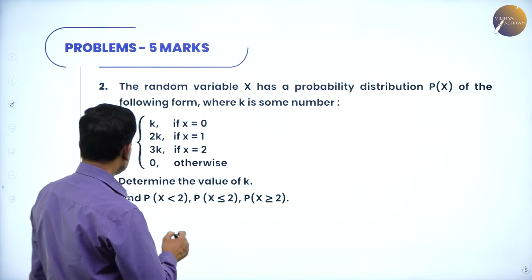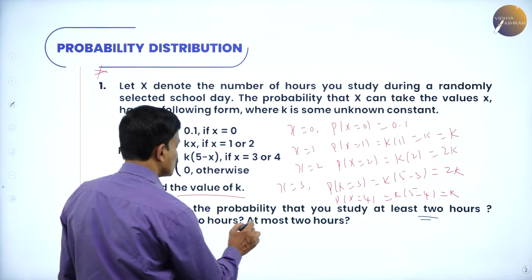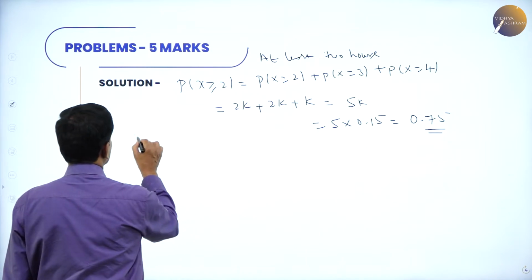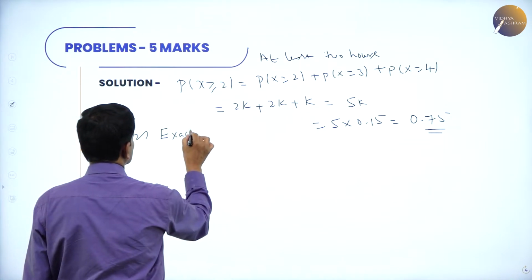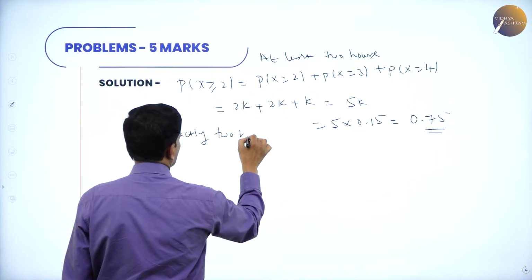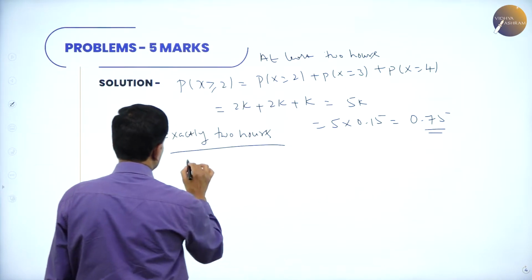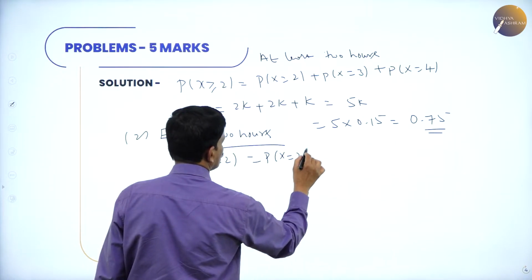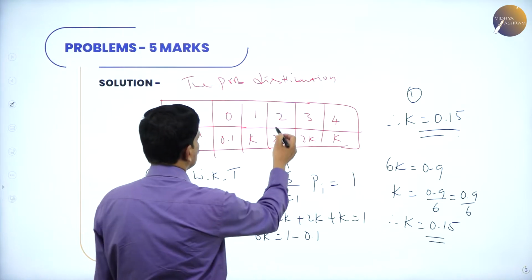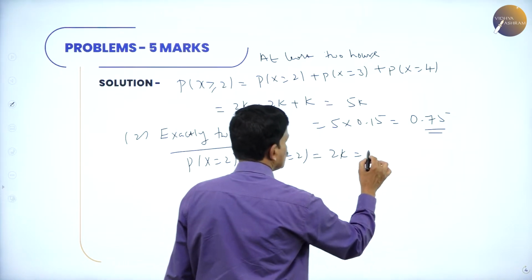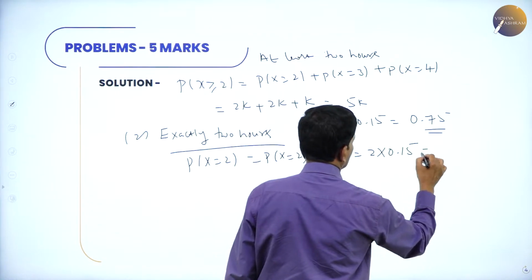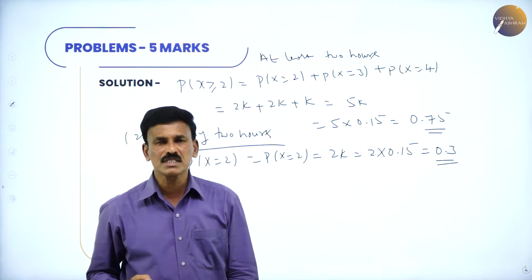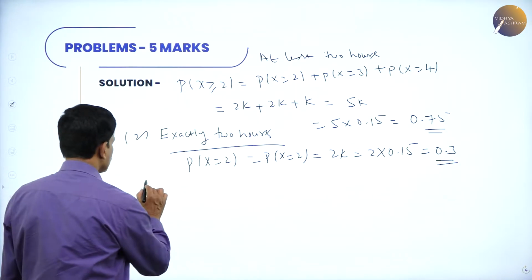Now, the second condition. What is the second condition? Exactly 2 hours. This means probability of x is equal to 2. What is the probability of x is equal to 2? It is 2k. That is 2 into 0.15, which is equal to 0.3. So, the probability of studying exactly 2 hours is 0.3. That's it.